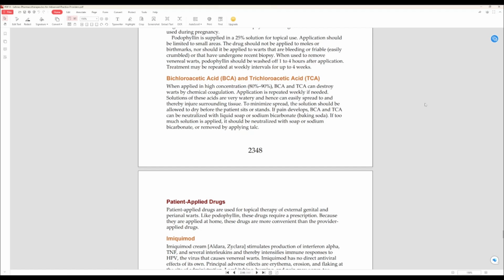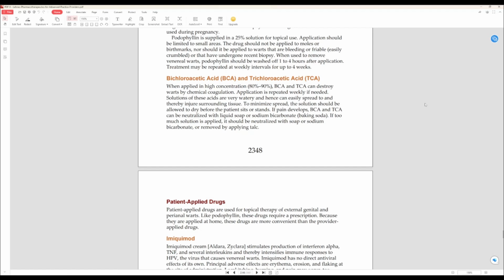Which brings us to BCA and TCA, bichloroacetic acid and trichloroacetic acid. When applied in high concentrations, between 80 and 90%, both BCA and TCA can destroy warts by chemical coagulation. Application is repeated weekly if needed.